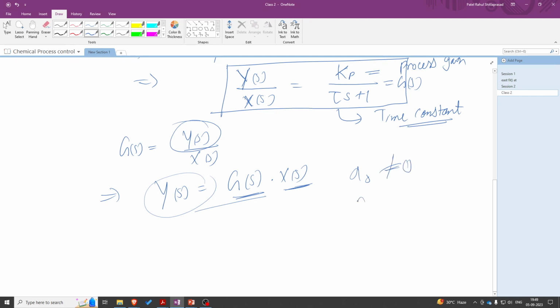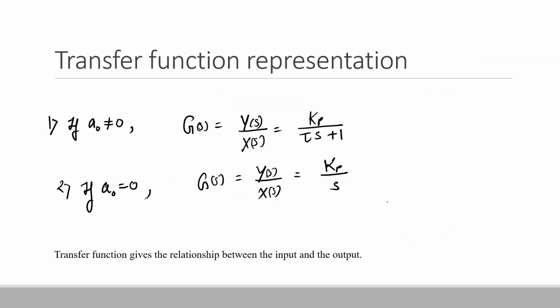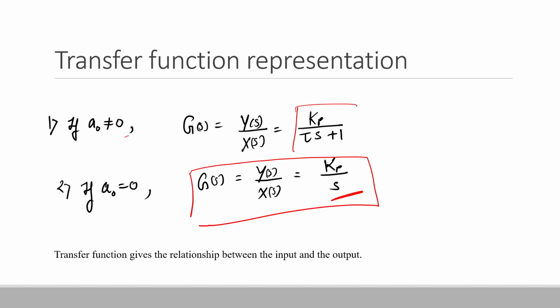Similarly, we can find a similar transfer function for the first order system where a0 is equal to 0, and over here we can see that the transfer function will become Kp by s. So if a0 equals 0, we have this Kp by s term, and if a0 is not equal to 0, then the transfer function will be Kp upon tau s plus 1. Ultimately, the transfer function gives the relationship between the input and the output. The output is always denoted by y and the input is always denoted by x.